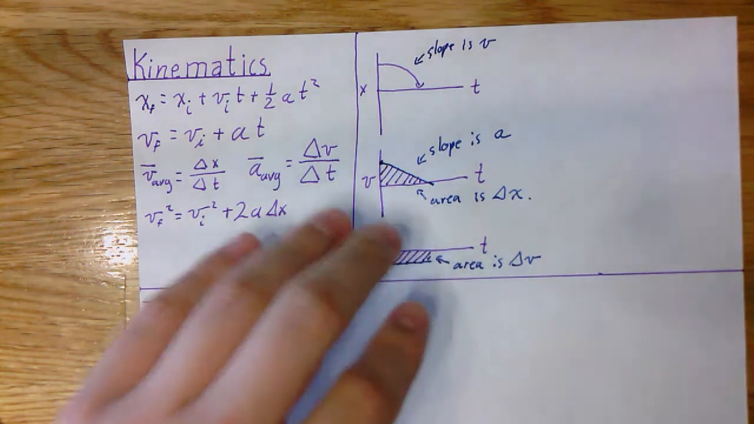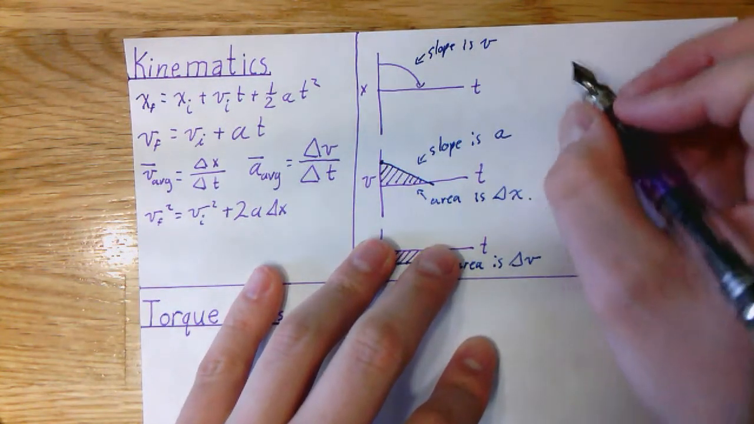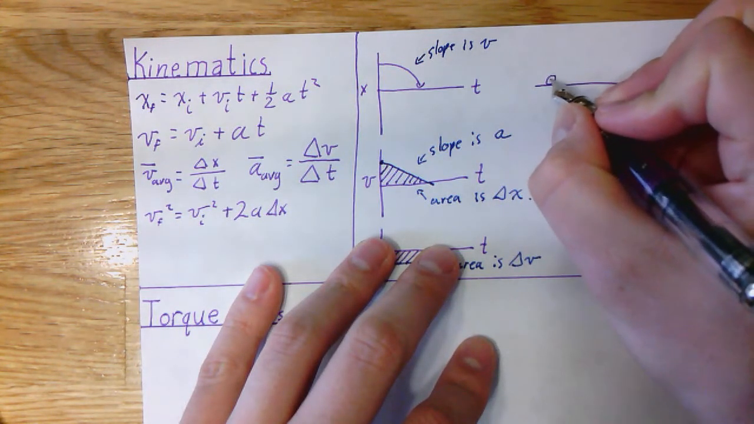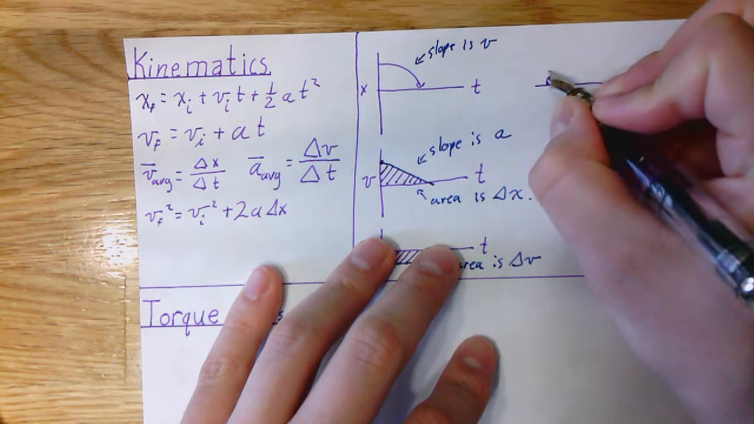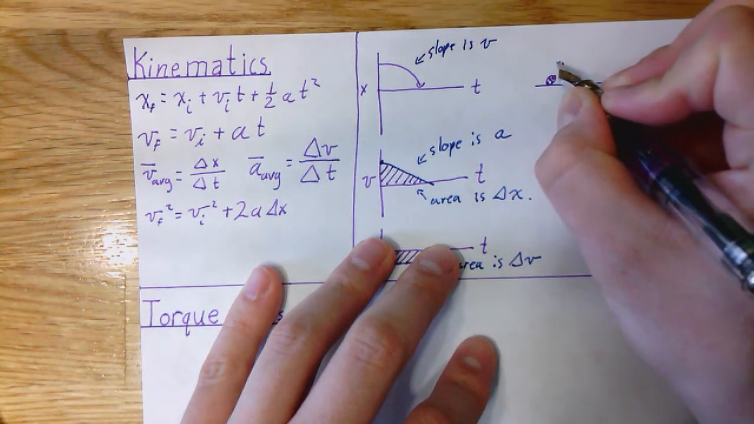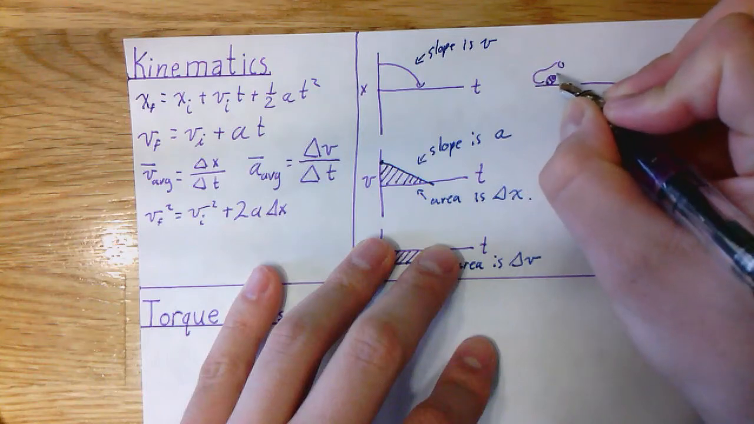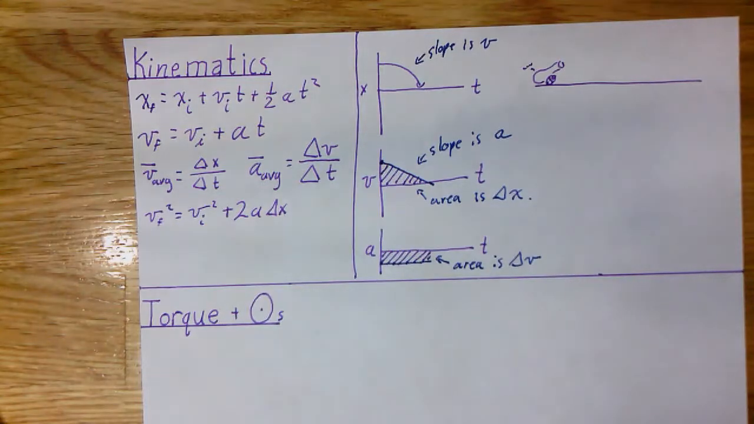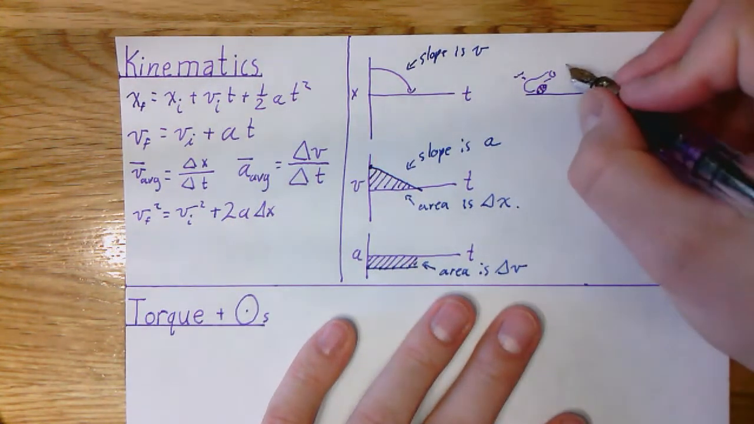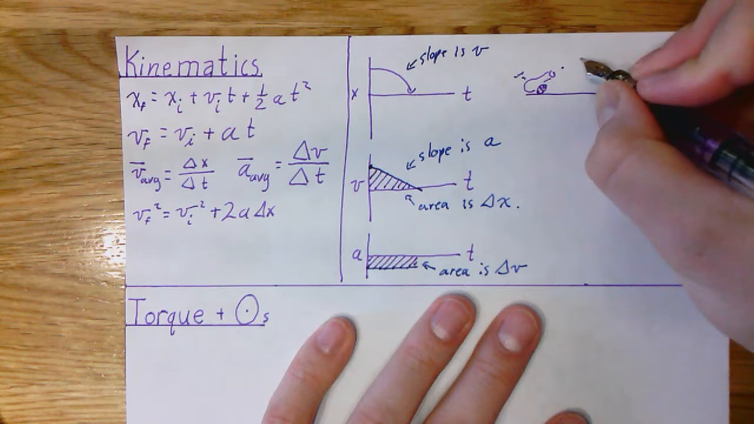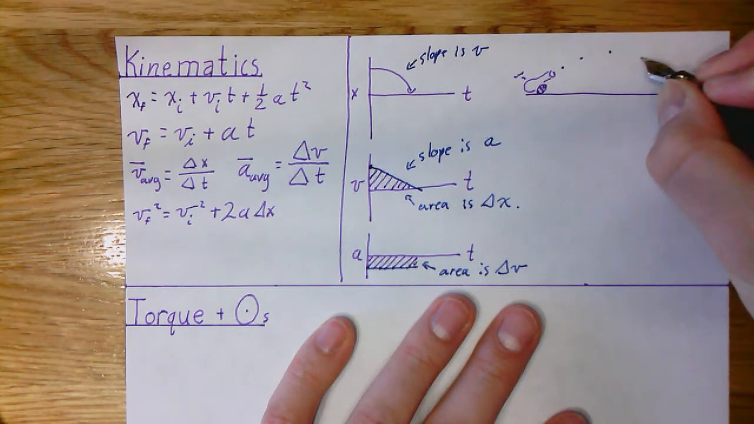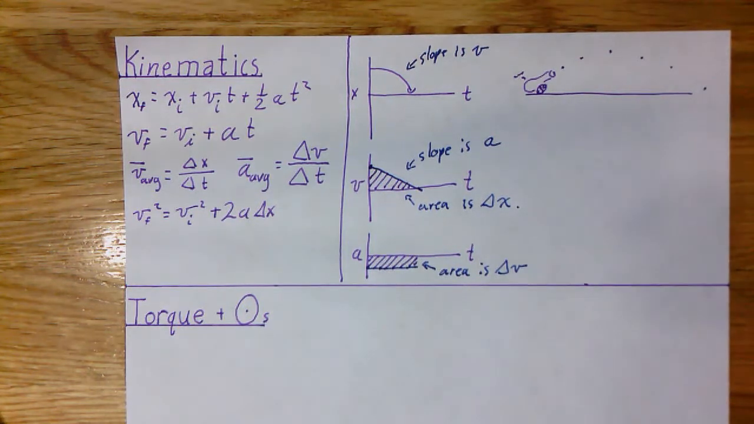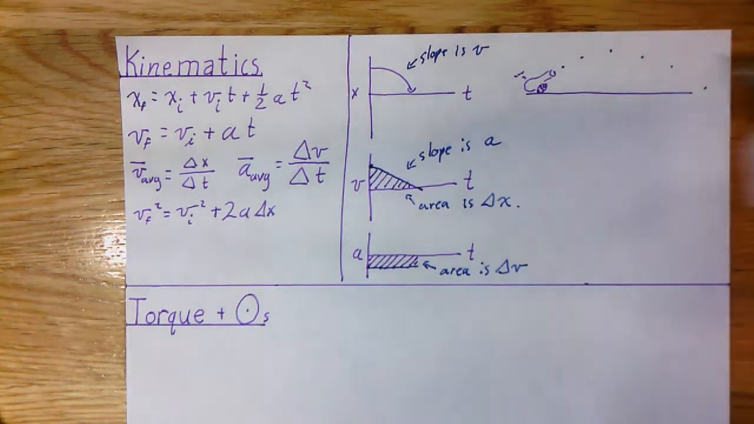So if we are going to fire something at an angle, let's put like a little cannon here. So we got a little cannon. It's going to fire something at an angle. So it's going to go probably something like that. So there's our object.